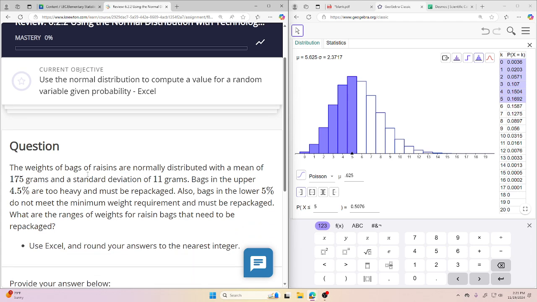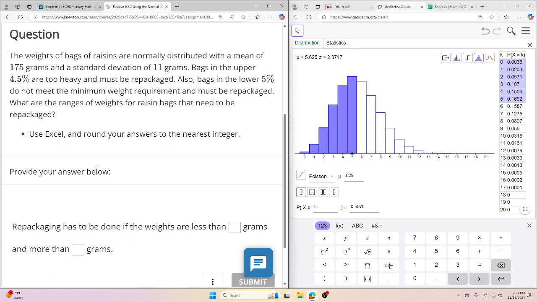Okay. Oh, yeah. Bags of raisins or bags of baby carrots and all that kind of stuff. So we got a mean of this, standard deviation that, bags in the upper this or lower that are too much, blah, blah, blah. What are you going to use? And so what I'm going to do is go here to the normal distribution.